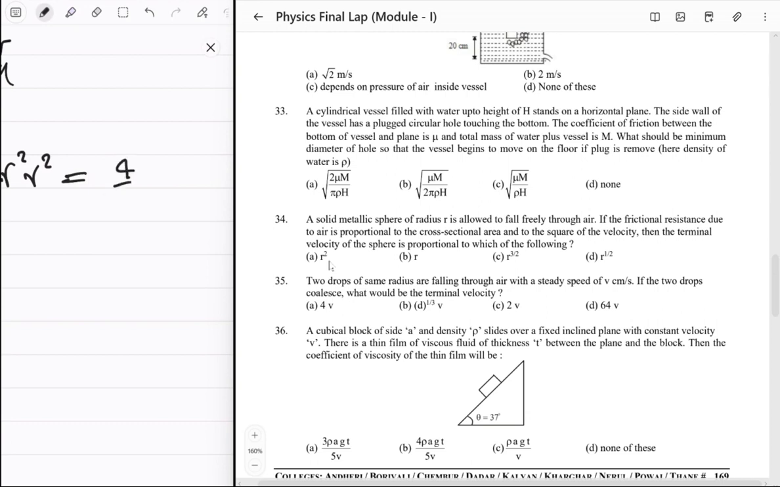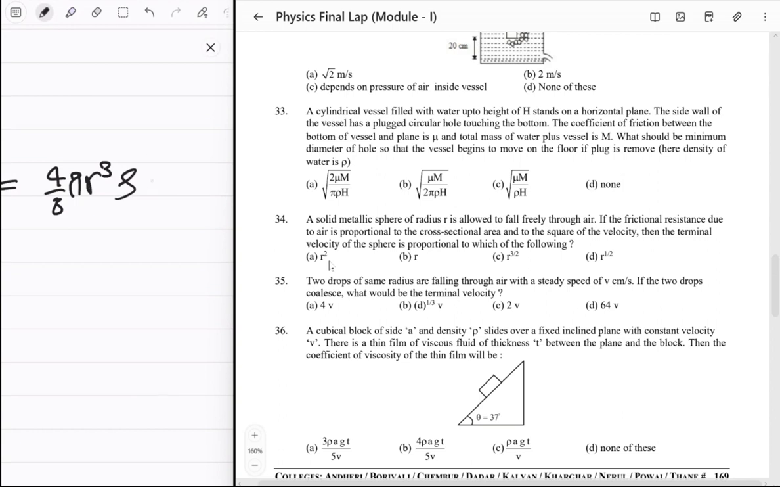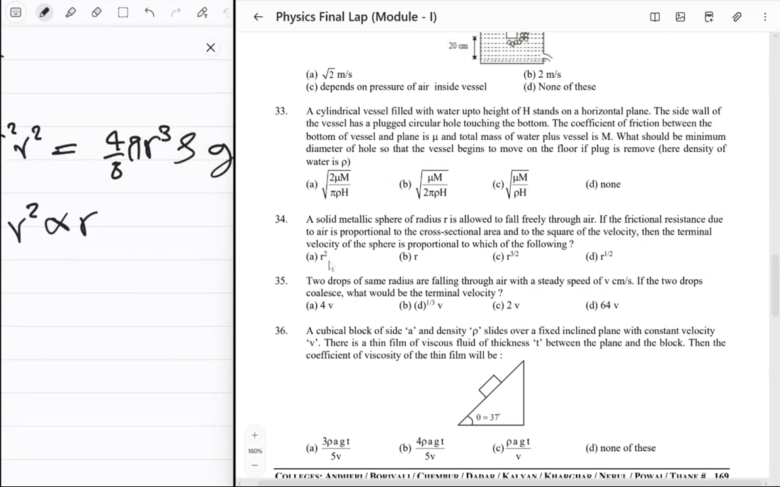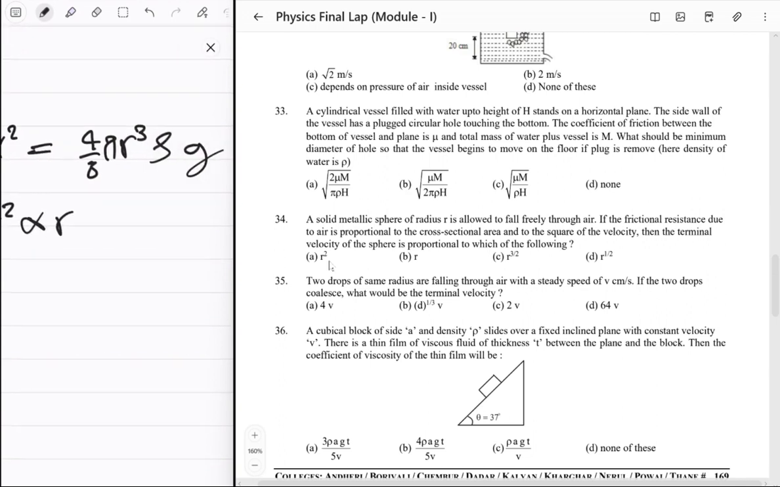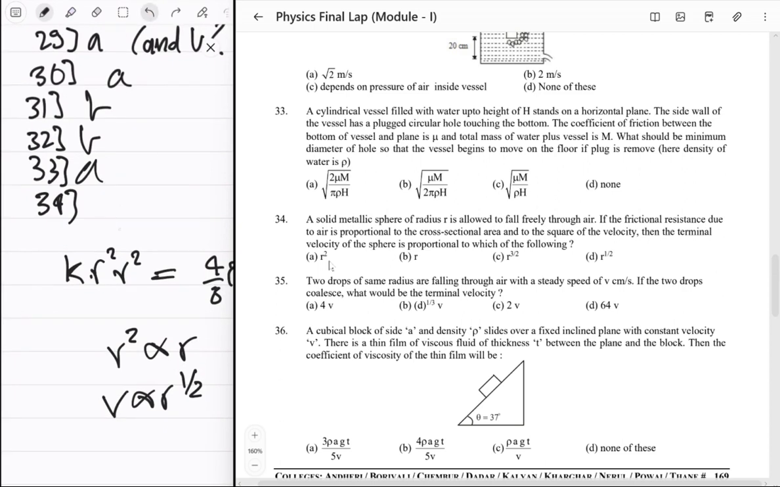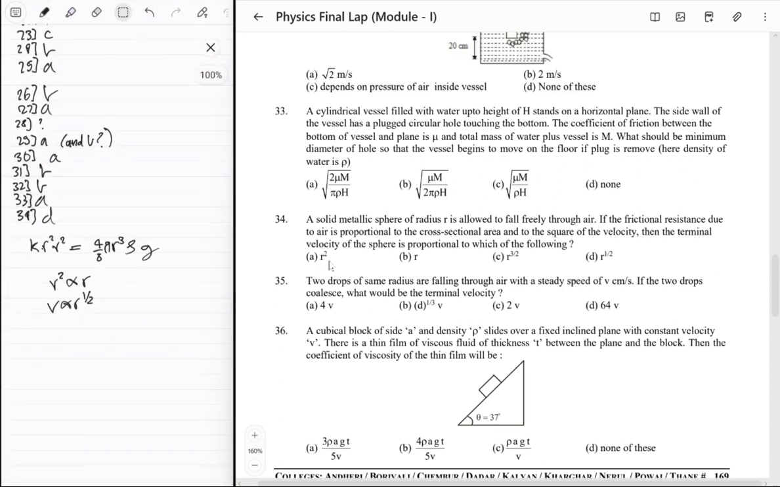So 4/3 pi r cube times rho times g on the other side. So v square is proportional to r basically, if we keep density constant, which means v is proportional to r power 1/2, which means option D. I know it's a bad question, but what can we do.